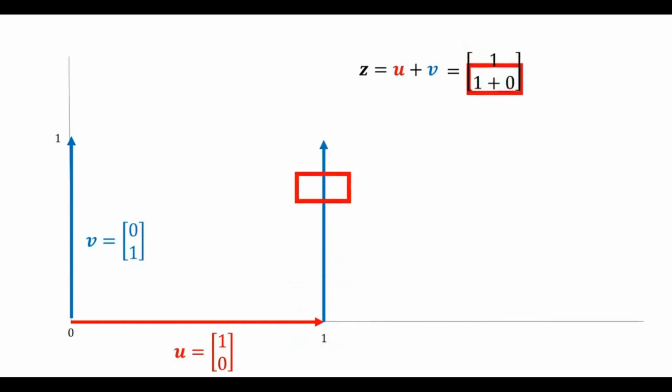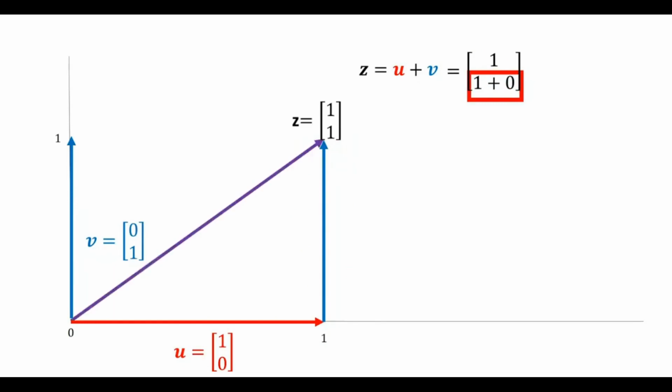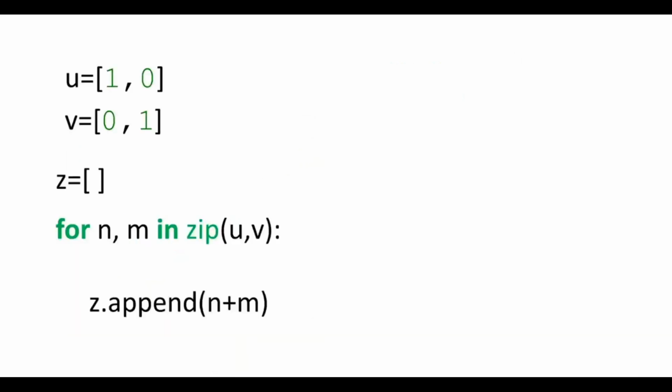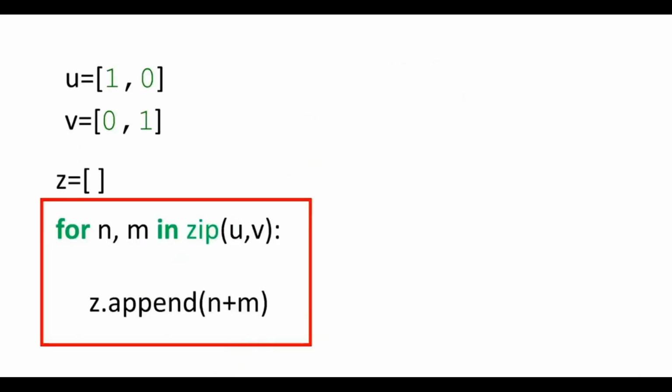It's helpful to use the tip-to-tail method when adding vectors, placing the tail of vector v on the tip of vector u. The new vector z is constructed by connecting the base of the first vector u with the tail of the second v. The following 3 lines of code will add the two lists and place the result in the list z. We can also perform vector addition with 1 line of NumPy code.